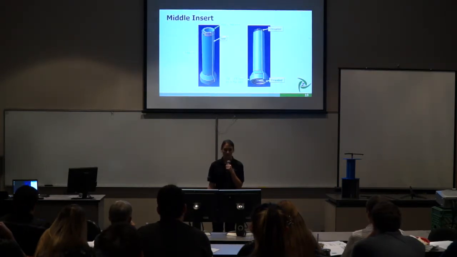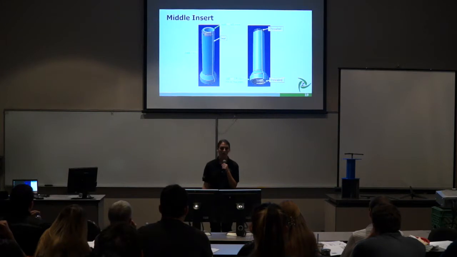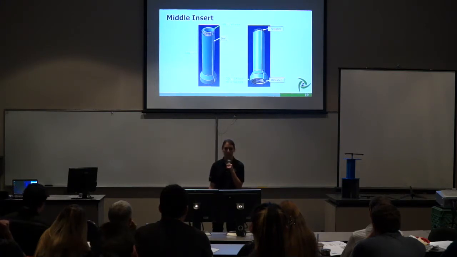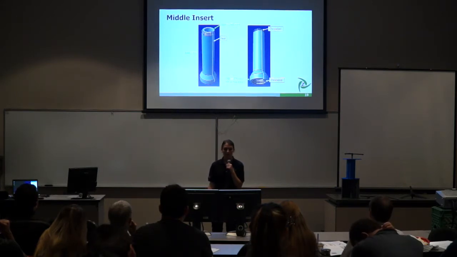Finally, we have the middle insert. The purpose of this piece is to increase the overall height of the structure while the HOT is in use, to again allow for clearance of the blades. This piece was designed to be a smaller diameter than the top base structure and the bottom base structure to decrease the interference of flow around the HOT blades.